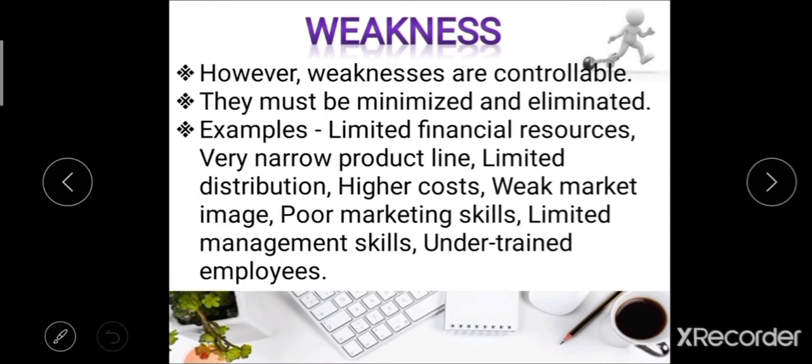Examples of weaknesses are limited financial source, very narrow production line, limited distribution, higher cost of raw material or any other machineries or products, then weak marketing image, poor marketing skill, limited management skill, and under-trained employees. These are some examples of weaknesses of any particular business organization.